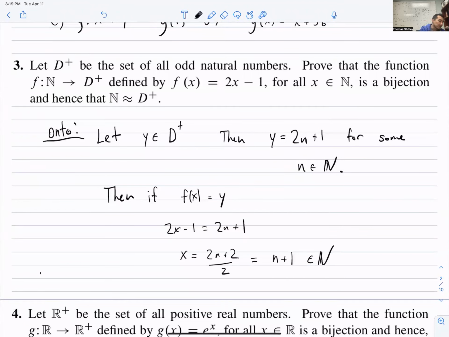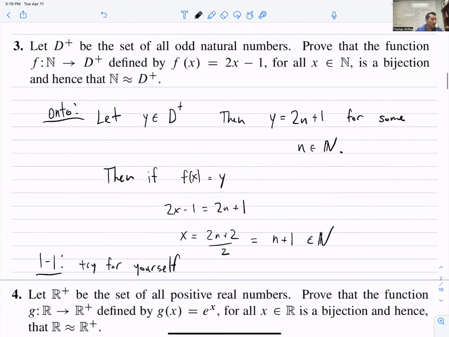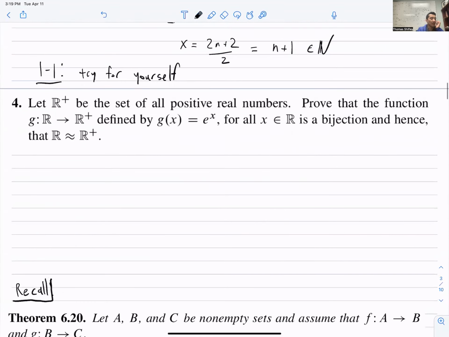The fact that it's one-to-one is really easy, but I'll let you practice. So, homework. Or I mean, I guess I would say try for yourself. The proof that that one is one-to-one is not hard. Okay, how about this one? Prove that this is onto, where g is a function from R to the positive reals given by take a number x and raise e to the x. Why is this one onto?